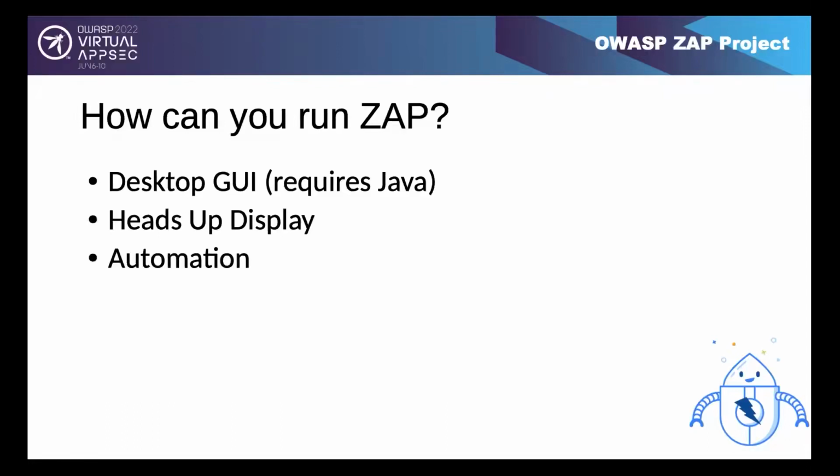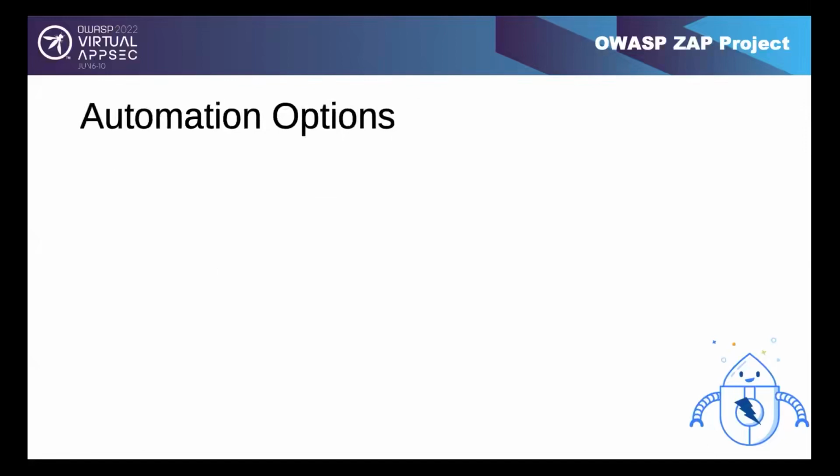And automation. Automation is a key thing for ZAP. It is one of ZAP's strengths and something we do particularly well, and we know a lot of people use ZAP in automation, probably more than manual testing right now. And there are lots of different ways to automate ZAP.